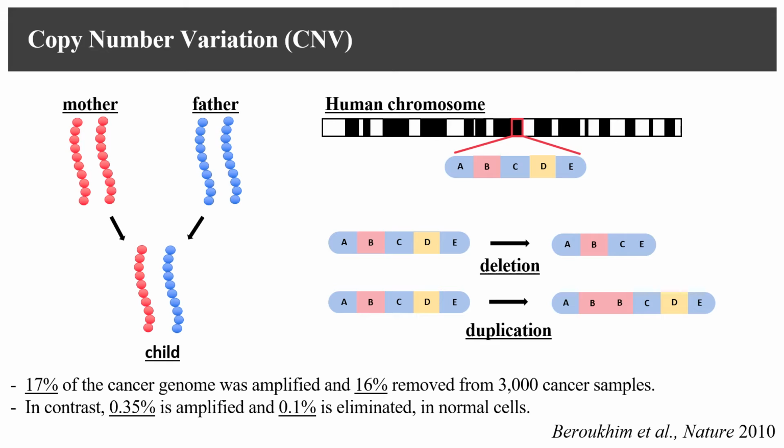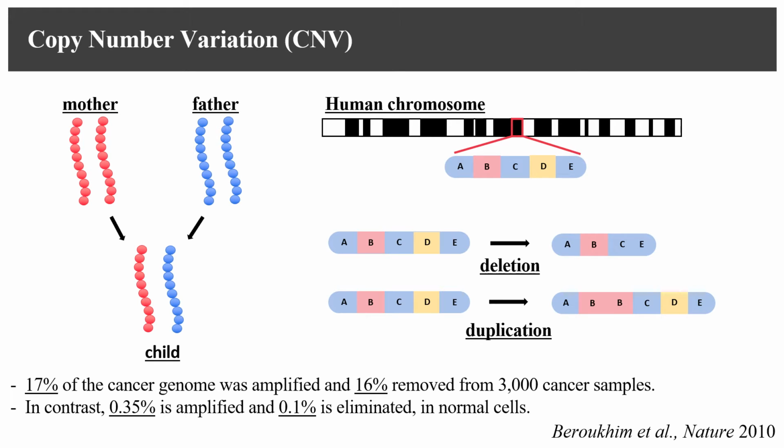Copy numbers change significantly, especially in cancer cells, and copy number variation, abbreviated as CNV, is involved in the proliferation of cancer cells. CNV in cancer cells is specially called somatic copy number alteration, SCNA, which increases the expression of oncogenes related to proliferation or deletes tumor suppressor genes.